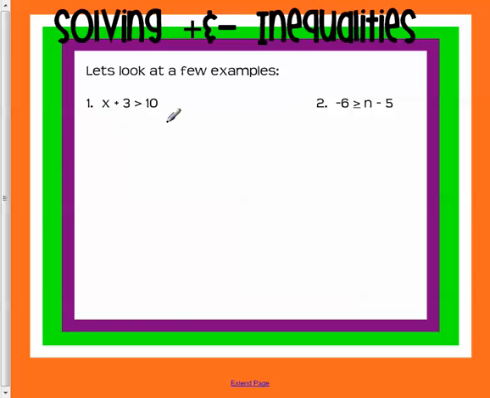For example, if I have this equation right here, it's an inequality. x is greater than 7, which means x can be any number that's bigger than 7. It cannot include 7. While with this one, if I add 5 to both sides, I get -1 is greater than or equal to n, which means that n has to be less than or equal to -1. It can be -1, or anything that's less than -1, but it cannot be greater.